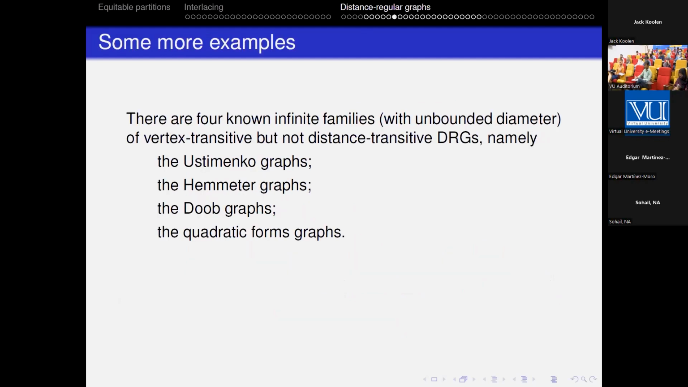There are only 4 known infinite families with unbounded diameter of vertex transitive graphs that are not distance transitive. They are not distance transitive, but they are still vertex transitive, and they are called the Ustimenko graphs, the Hemmeter graphs, the Doob graphs, and the quadratic forms graphs, which are sometimes also called the Egawa graphs. Bannai conjectured that they were distance regular, and then Egawa showed that they were distance regular.